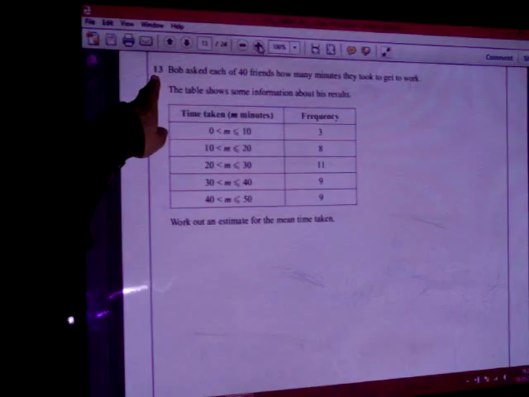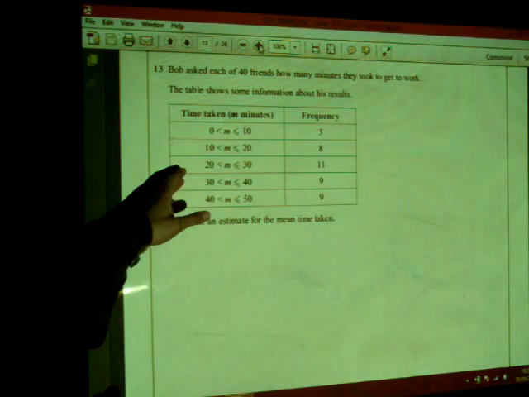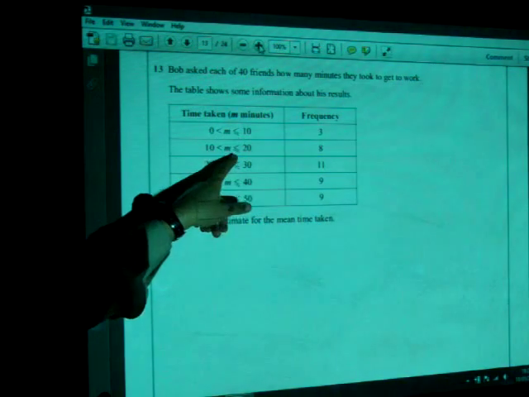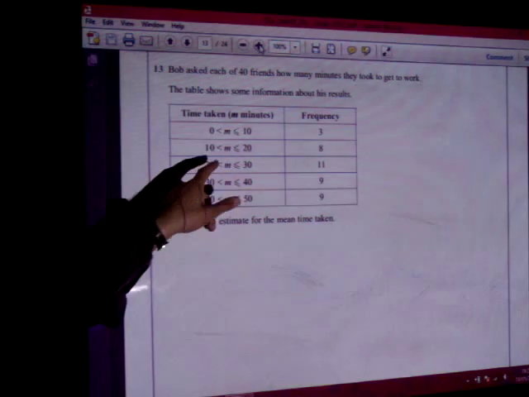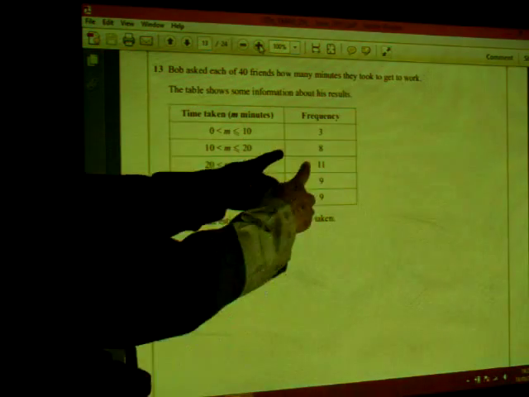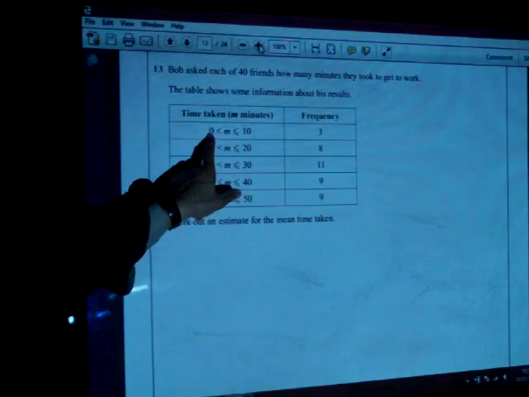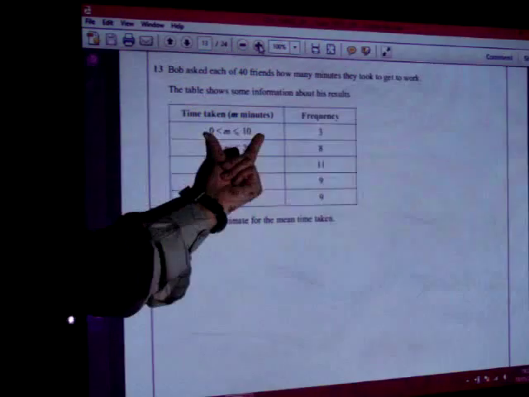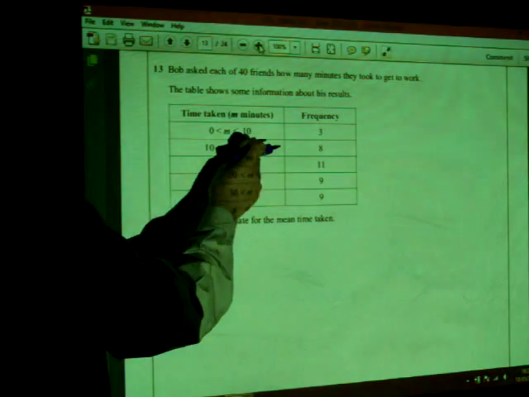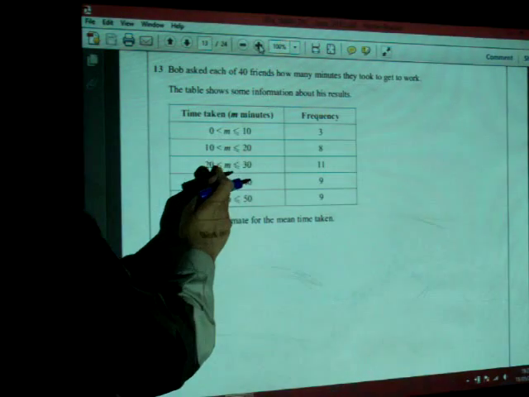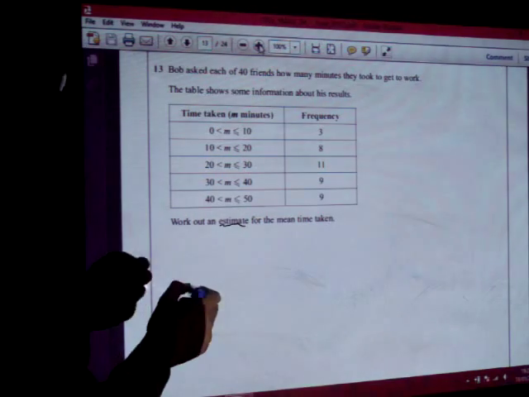Question number 13: Bob asked each of 40 friends how many minutes they took to get to work. We have a table here: minutes from 0 up to and including 10, more than 10 up to 20, so you've got your ranges, with frequencies 3, 8, 11, 9 and 9. That's our class width. That's your data, and it's called grouped data, from 0 to 10, more than 10 to 20, more than 20 to 30 and so on. Work out an estimate for the mean time.